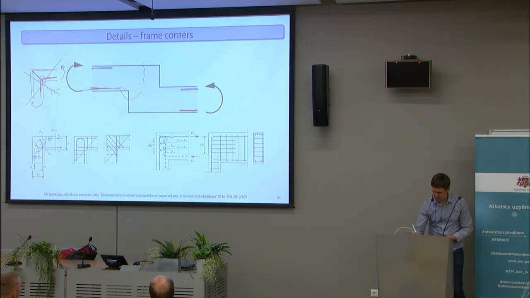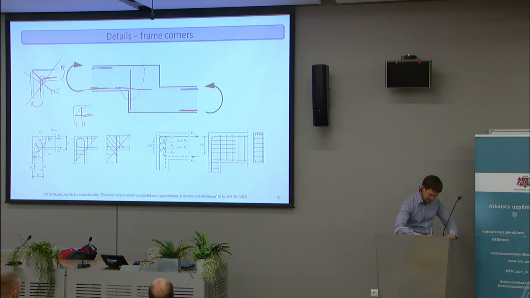So what we can do is extend this rebar to here, this rebar to here, and then use it to deviate the compression strut. So in here we can put this bar here, and here another bar, and then use it to deviate the compression strut.